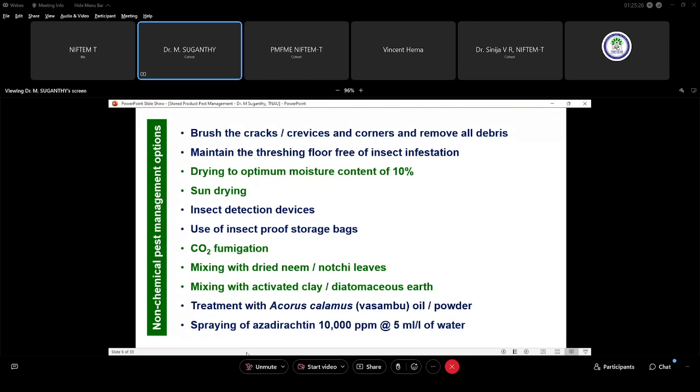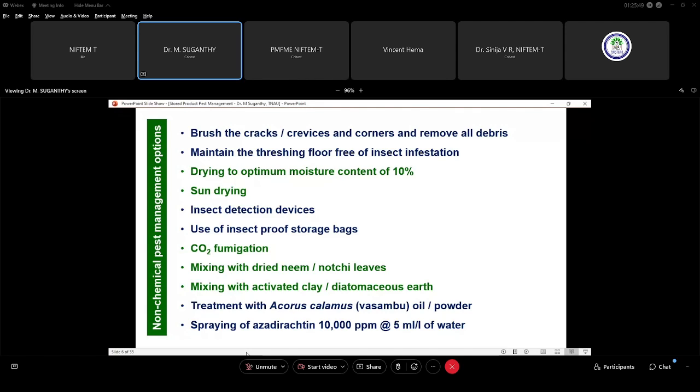The second one is, we have to maintain the threshing floor free of insect infestation, because we may think that we are storing a good produce, but before bringing it to the godowns, there are a lot of chances of infestation in the threshing floor itself. So the threshing floor also should be maintained cleanly.